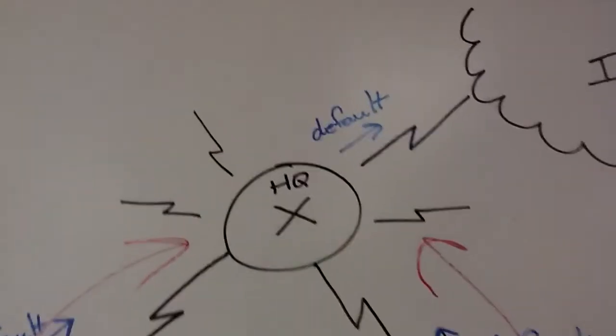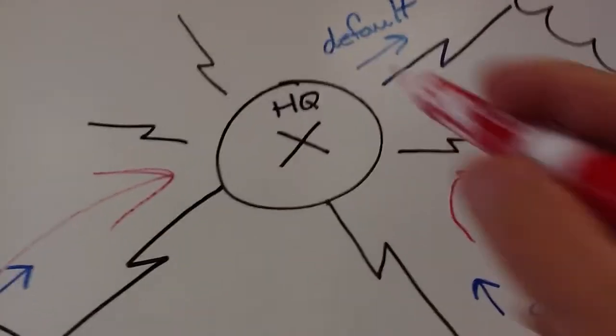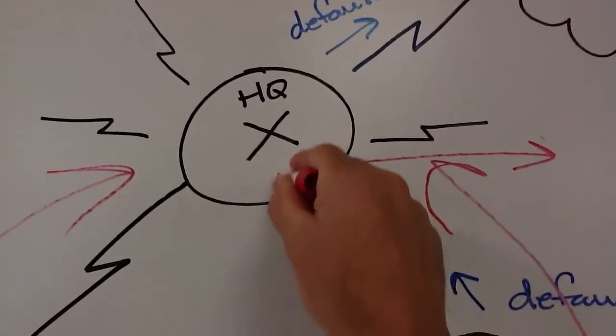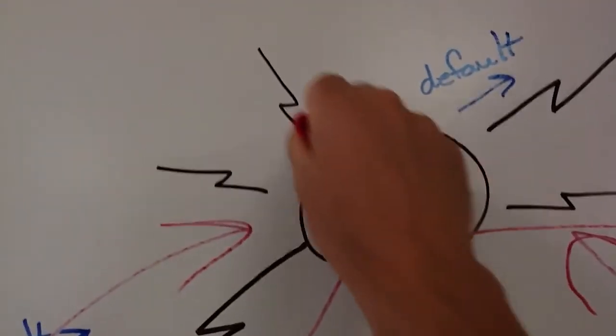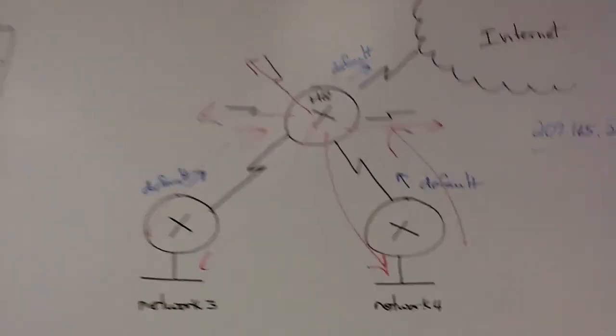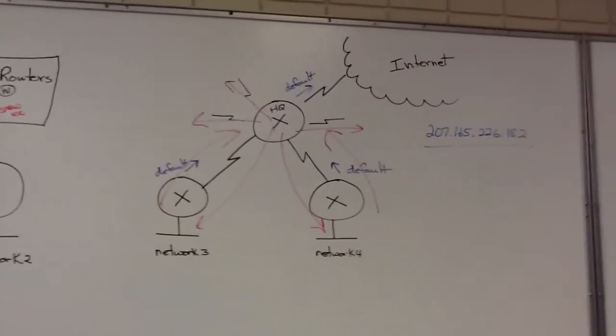Now this router, it can default to the internet, and then in this router we can create static routes. A static route going out to this network, to this one, and so forth. And of course we'll talk more about dynamic routes later on. So they can just use those routes going out.